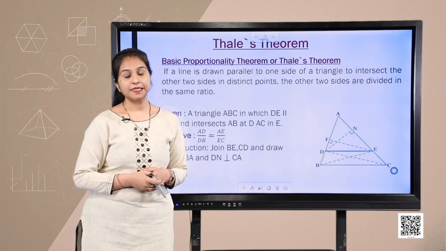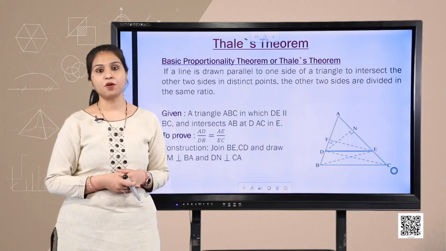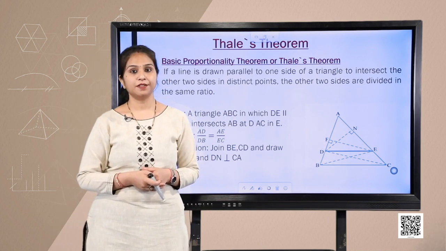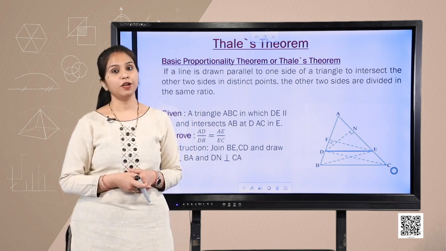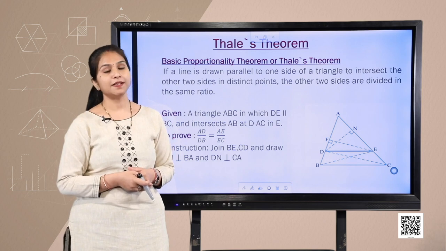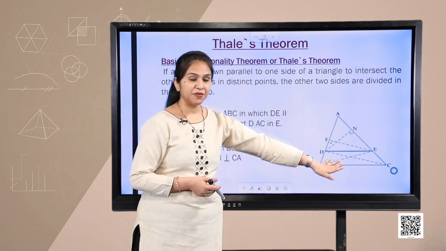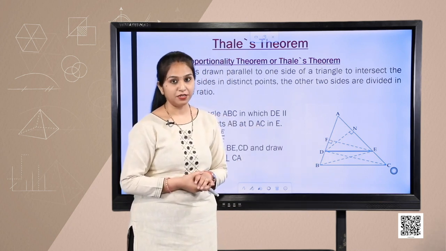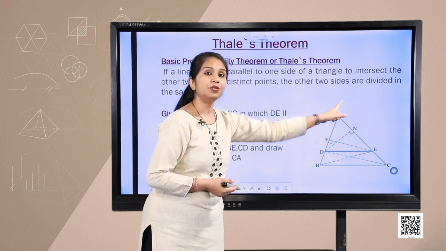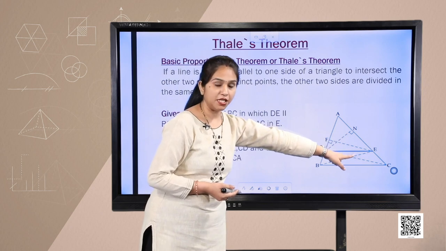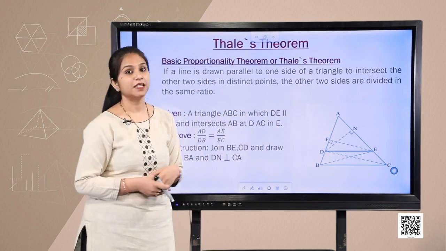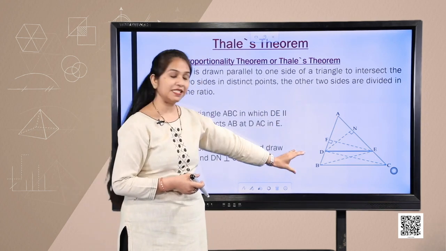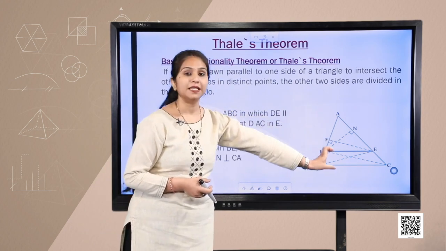So children, with this, let us now understand one of the very important theorems of your chapter, known as the basic proportionality theorem. This theorem is also known as Thales theorem, or BPT in short. What this theorem says is, if in a triangle there is a line parallel to one of the sides of the triangle, and it intersects the other two sides at two distinct points, say D and E, then this line divides the other two sides in an equal ratio. That is AD upon DB equals AE upon EC.